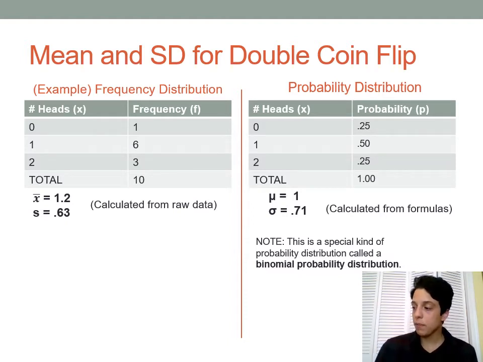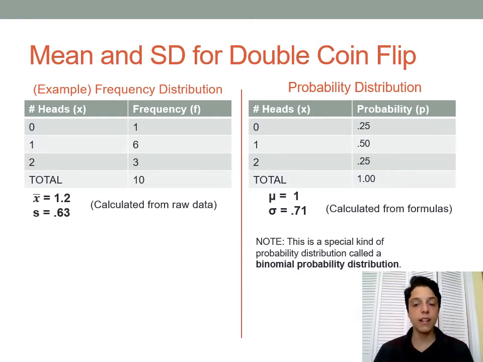So in counting up the numbers of zeros and ones and twos, we're looking at data in the same way that we've been looking at it throughout the semester. We have some number of different values that we can get, and we're looking at how many times each one appeared, and then we're calculating descriptive statistics that tell us, on average, how many heads we got, and also how spread out our data are.